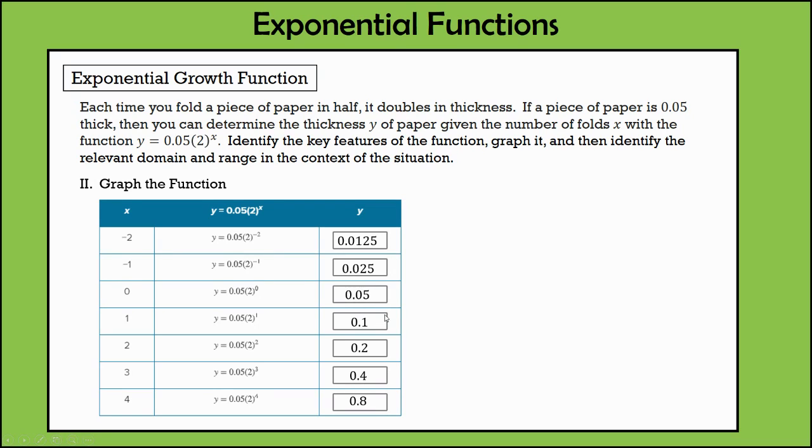Now notice this is not increasing at a constant rate. Double it, double it, double it. So that is a constant ratio. So that's how it becomes exponential growth. That's what you can expect from that.